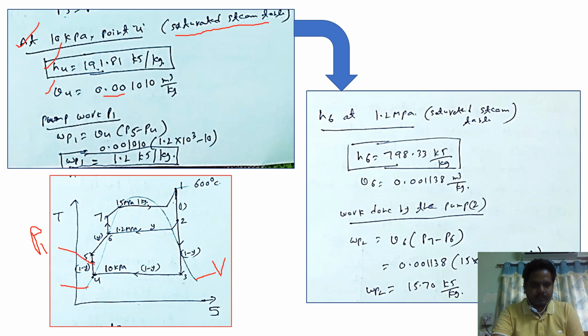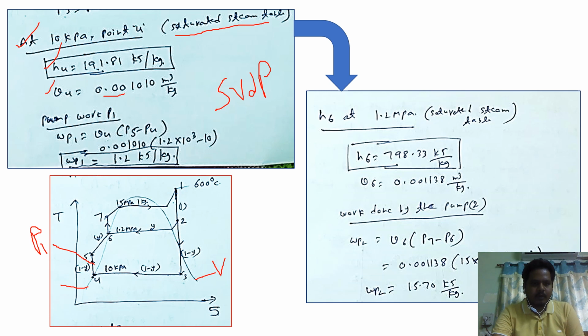Process 5 to 4 is pump 1. So we know that work input to the pump equals integral V dP. Since we are finding at point 4, V4 into, in the process 5 to 4 there are two states, 4 and 5, so we can write it as P5 minus P4.